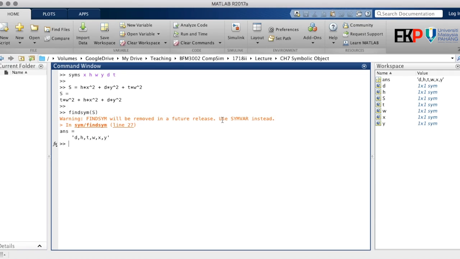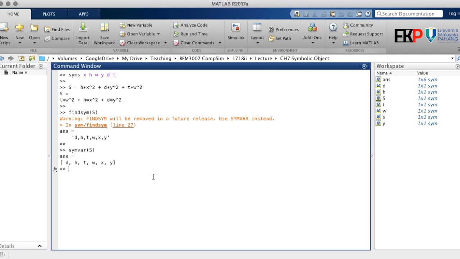So it says here to use symvar instead. So let's try that command, symvar of s. When we press enter, now MATLAB says that d, h, t, w, x, and y are the symbolic objects within the expression of s.